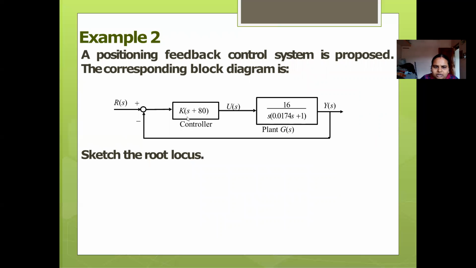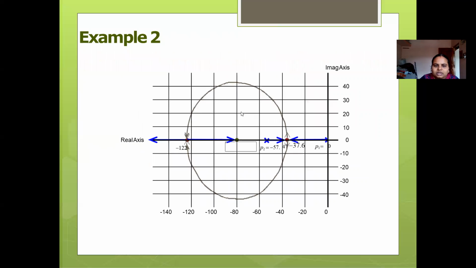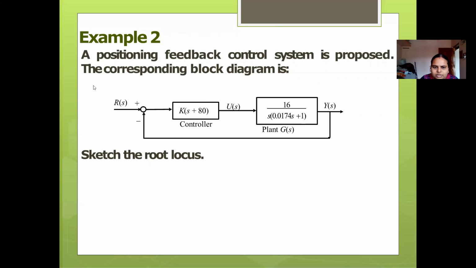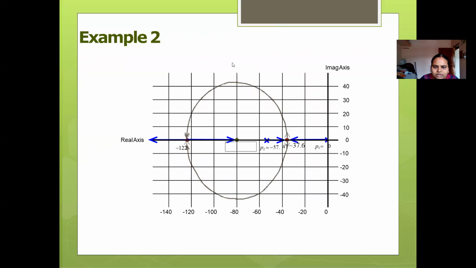For this controlling unit, you will get the root locus like this. In the theory classes, you will learn how to take each and every step: angle of asymptote, breakaway point, and from the breakaway point how our root locus is going to exist. This is the example taken here for this control unit. This is how a root locus is going to exist. This is what is shown here.